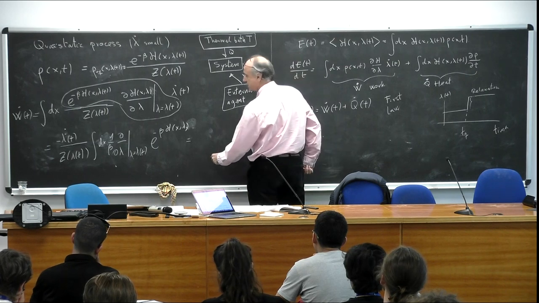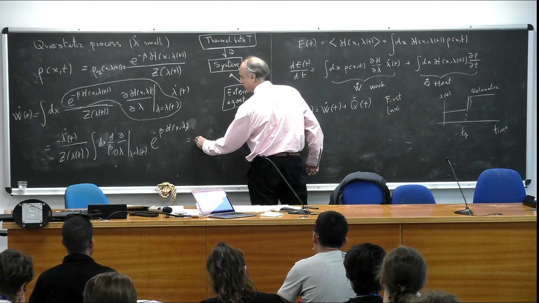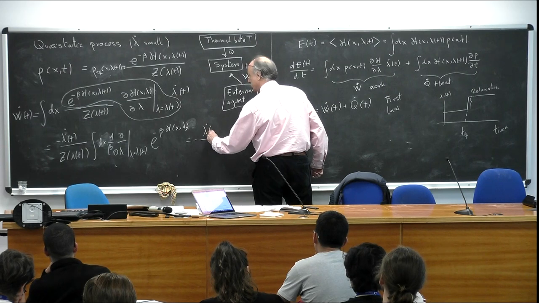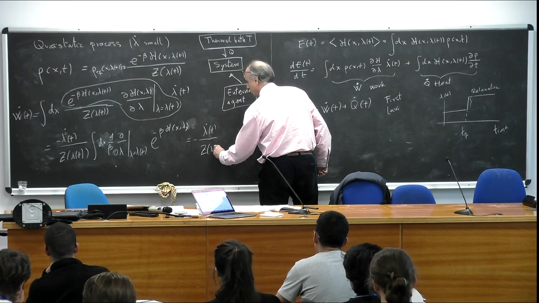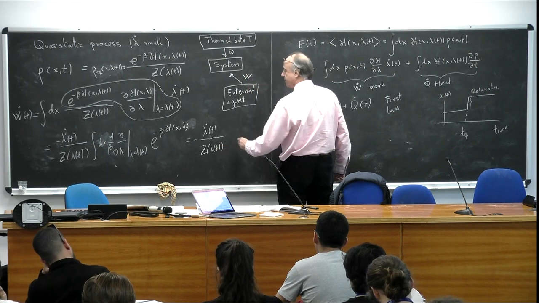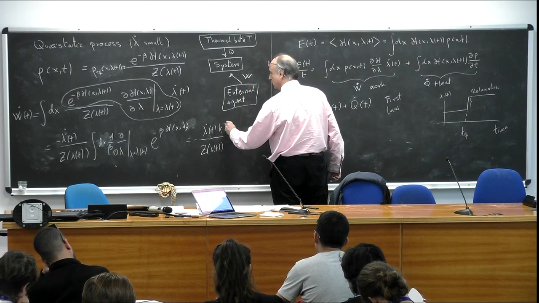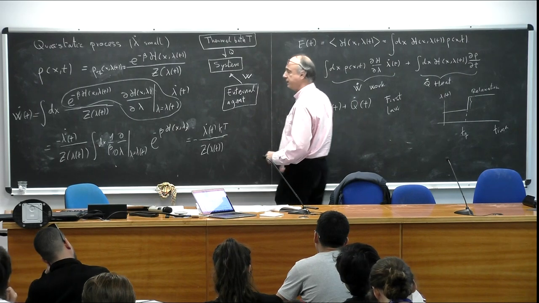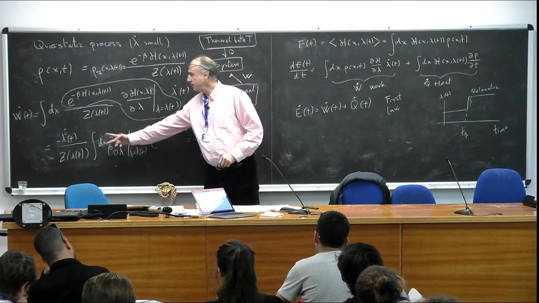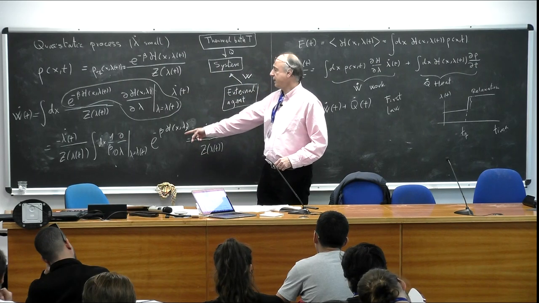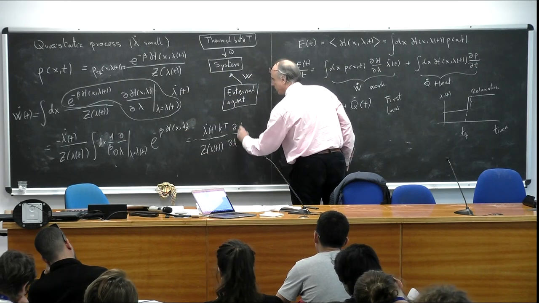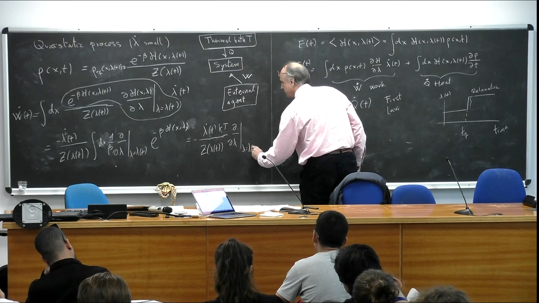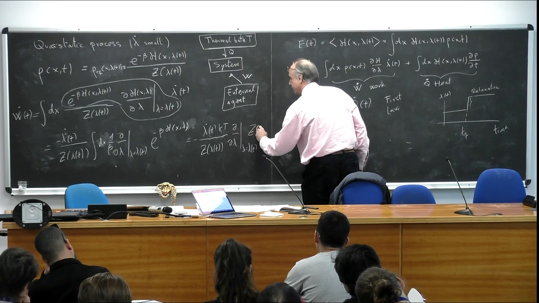Okay? And now we can write this as kT, minus lambda dot, Z. Beta is 1 over kT. And we can take this out of the integral, and I recover the definition of the partition function. So this is the partition function.